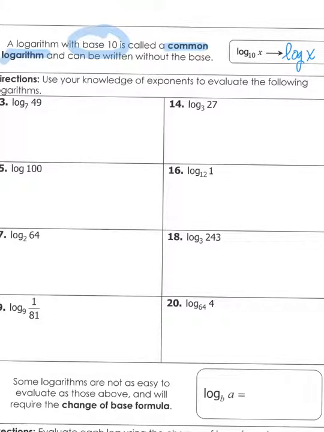So the button on your calculator, if you look on the left-hand side of your calculator, you will see log, and right underneath it, ln. That button on your calculator that says log assumes a common base of 10. So you can only use that button on your calculator if you have a log with a base of 10.